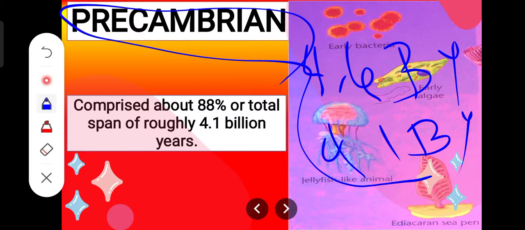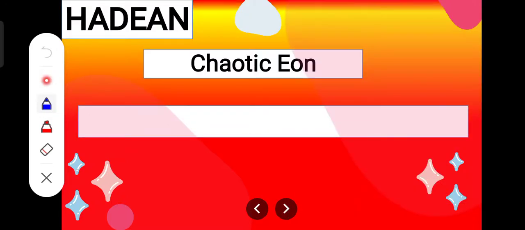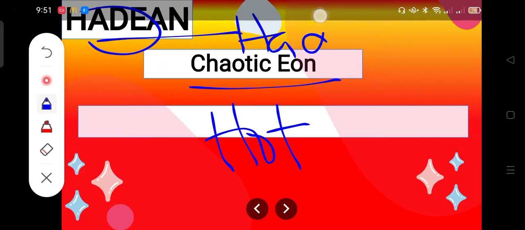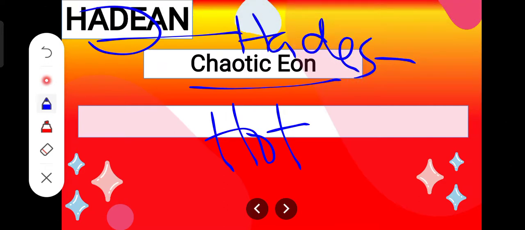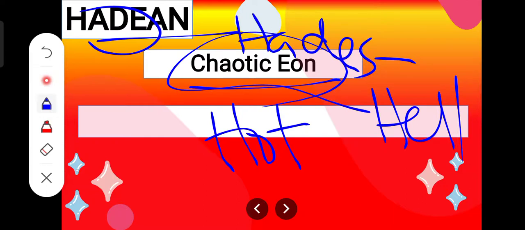So that is the Precambrian. Under Precambrian, the first era is the Hadean. Hadean is considered the chaotic eon. Why? From the word chaos, in the sense that Hadean is very, very hot. From the word Hades, which means hell or god of the underworld. That's why it is considered the chaotic eon. But take note also, under this Hadean era, the first sedimentary rocks were formed, and ocean and atmosphere were also formed, and the core as well as the crust were stabilized.